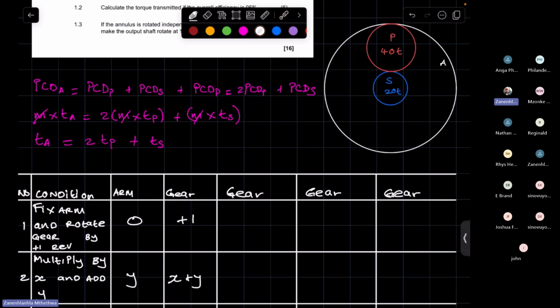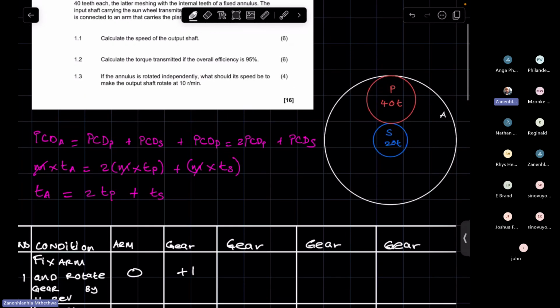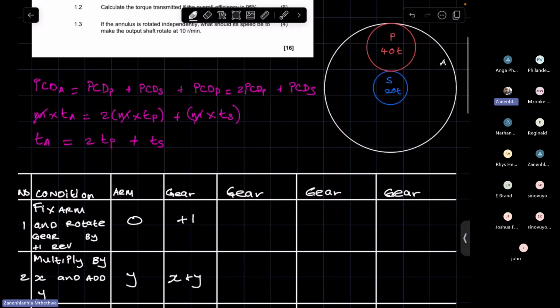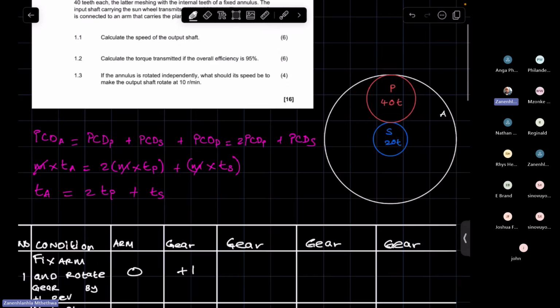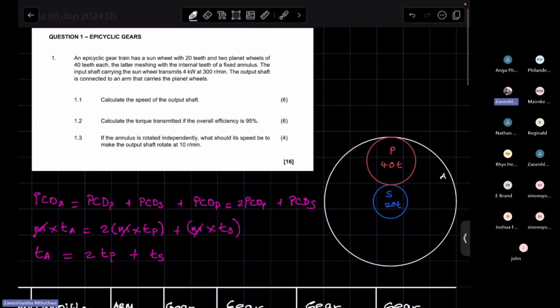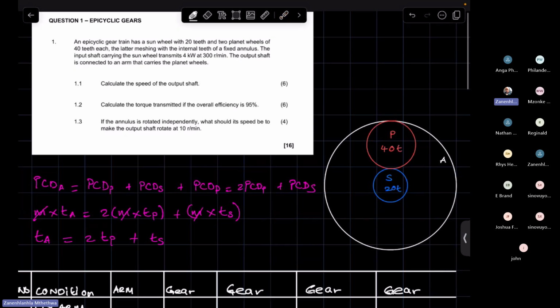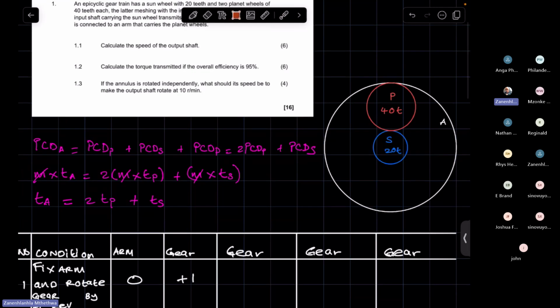Now, let us write down the number of teeth of each of the gears. In fact, first, let us write down our components. If we look at the statement, they say an epicyclic gear train has a sun gear, two planetary gears, the latter mentioned with the internal fixed annulus. The input shaft carrying the sun wheel, the output shaft is connected to an arm. They didn't necessarily label the arm, they just called it an arm, so we are just going to call it the arm as well.